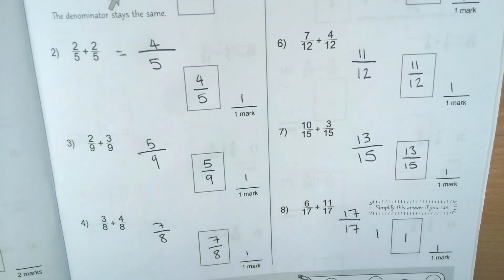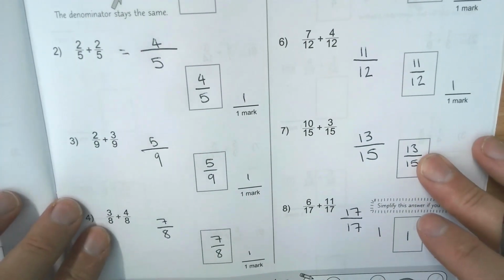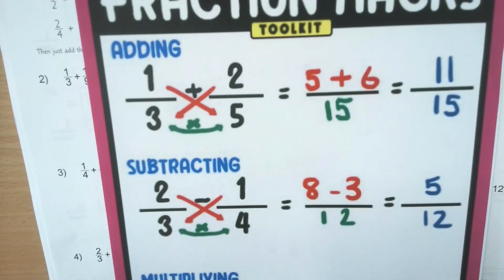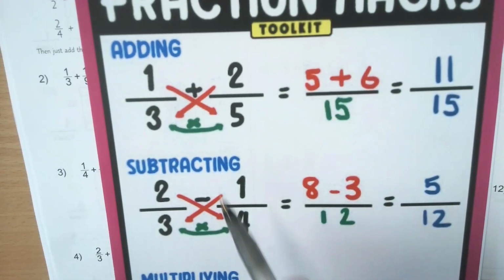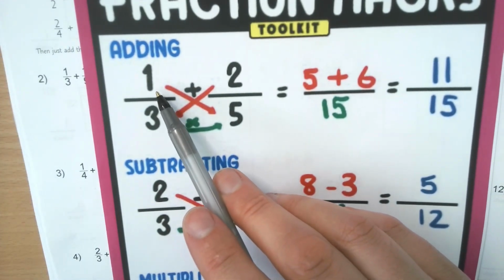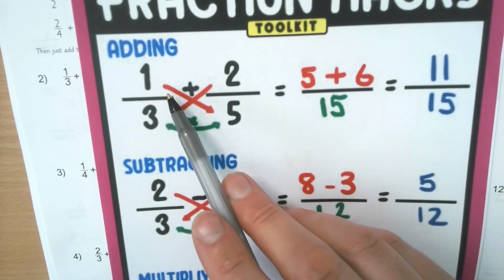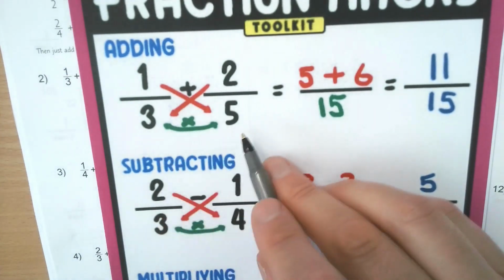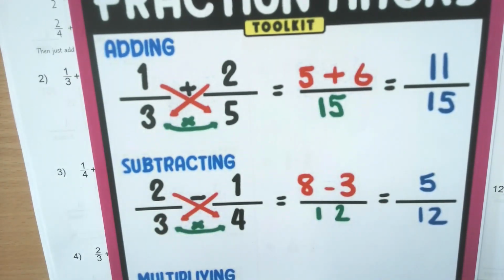Right, let's have a look at some more now. So we've done adding fractions now with the same denominator. Let's see if we can now do it with different denominators. Okay. So here's where my hacks come in. So let's have a look. So adding. The hack is you just times the numerator by the opposite denominator. So 1 times 5, 2 times 3, and then step 2, times the denominators by each other.